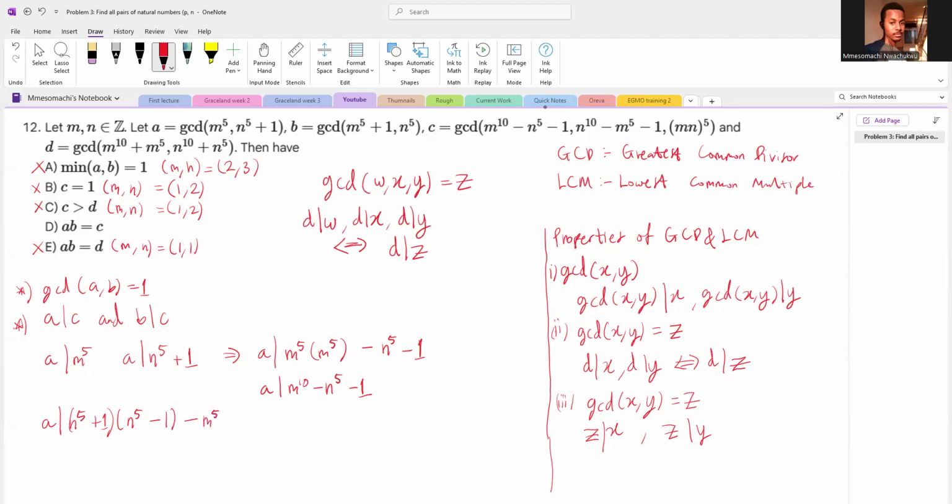So now when we evaluate this, we have that A divides, so that will become n to the power of 10 minus n to the power of 5 minus 1. Okay. And then we know that A divides m to the power of 5 already. So we have that A divides mn to the power of 5. Okay. So basically, A divides each of those three terms in the GCD expression for C. So it means that A must divide C. Okay. So when you combine all this, it means A must divide C.